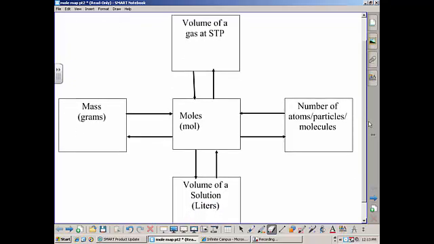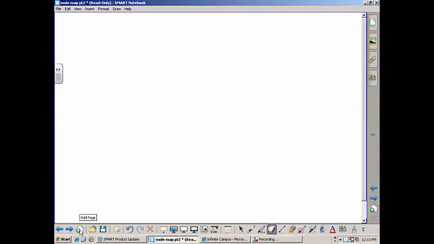solution in liters. So, the idea here is that each one of these arrows is going to have an operation that you're going to do to convert from one to the next. So for example, going from mass to moles, we're going to have an operation where we're going to either multiply or divide by some number. And that's actually where we're going to start today. Using what we learned last class for molecular mass, we're going to go ahead and take a look at what kind of calculation we would do.